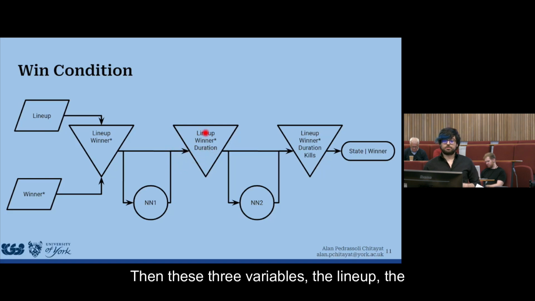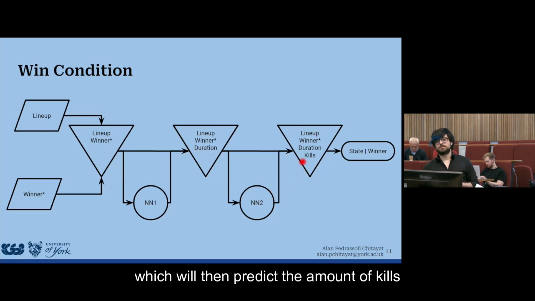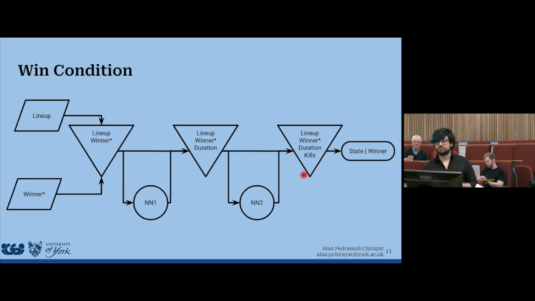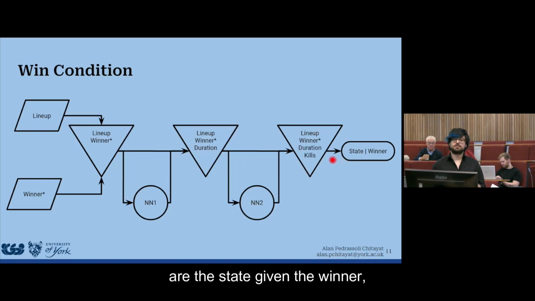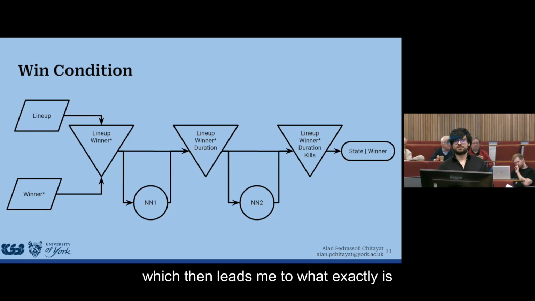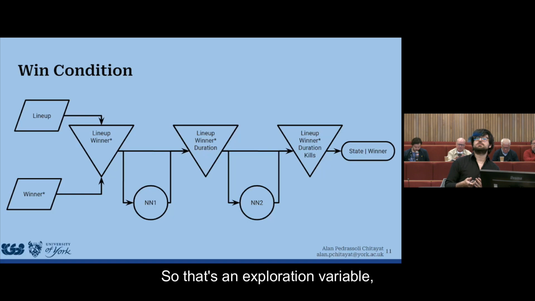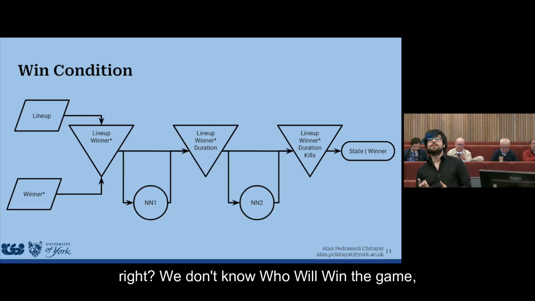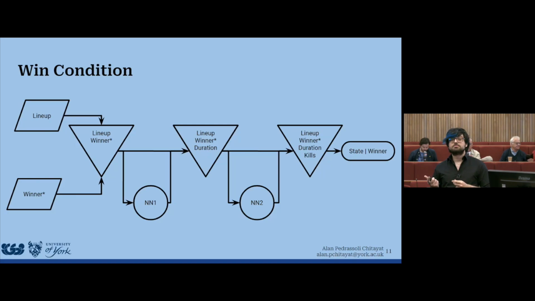Then these 3 variables, the lineup, the winner star, and the predicted duration go through neural network 2, which is a separate model, which will then predict the amount of kills that the game will have. And then together, these 4 variables are the state given the winner. Which then leads me to what exactly is winner star, which is this thing that I mentioned. So that's an exploration variable, right? We don't know who will win the game, so we can't run this. Or we can, but we don't know which is right.